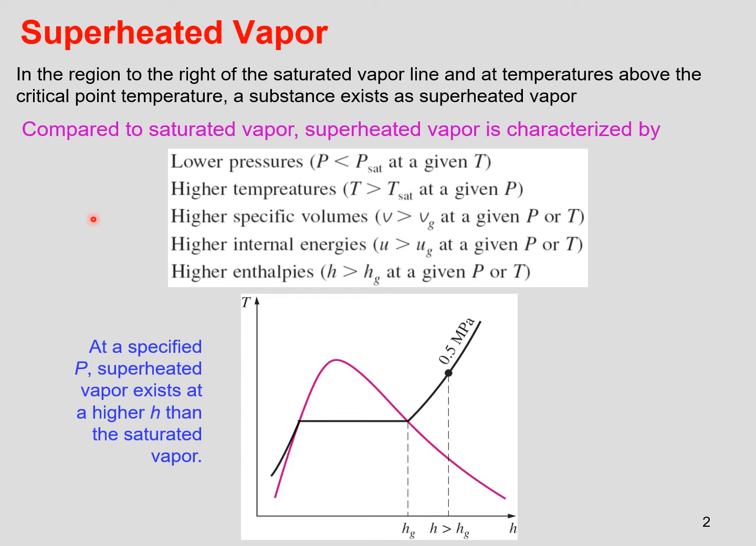Compared to the saturated vapor, superheated vapor is characterized by the following properties: lower pressures, higher temperatures, higher specific volumes, higher internal energies, and higher enthalpies. This graph shows a picture of the temperature versus specific enthalpy, H. Here you can see the Hg value. So for superheated steam, the enthalpy, H, is always greater than Hg.